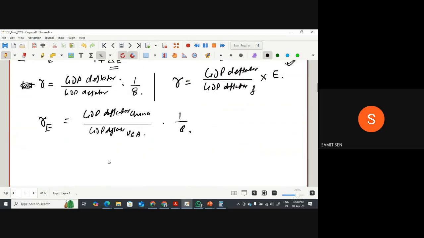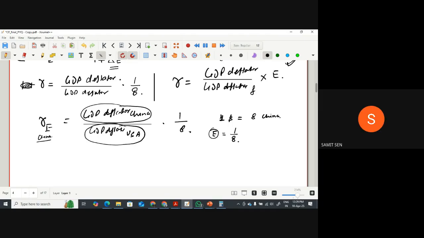Just hold on, sir. Is this 1/8 US to China or China to US? See, $1 is equal to 8 China. That means US to China. When we write the exchange rate, like I said initially, conventionally we write 1/8. So here the China rate will come, here the US rate will come. 1/8 is basically $1 to Chinese. Correct, okay, clear.